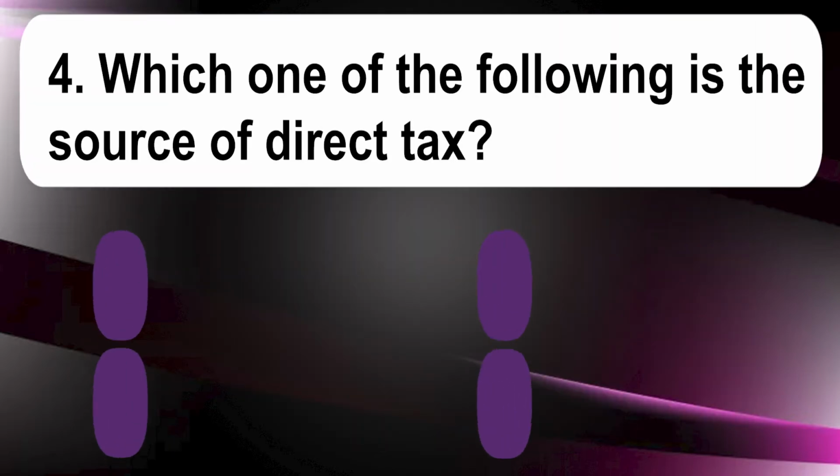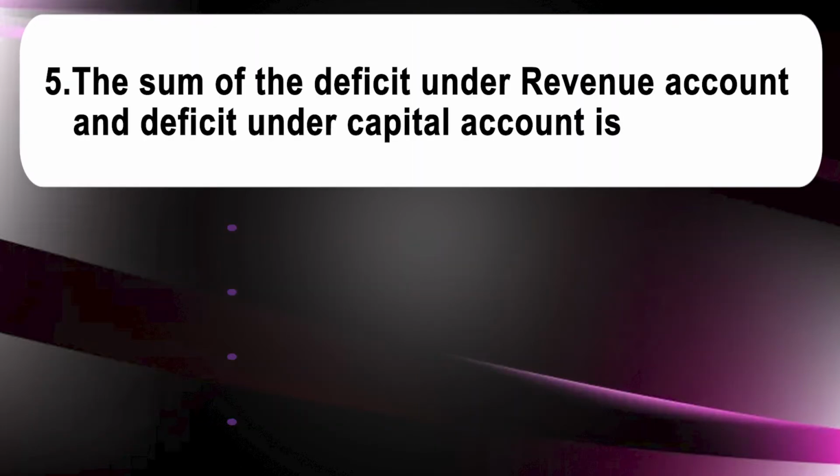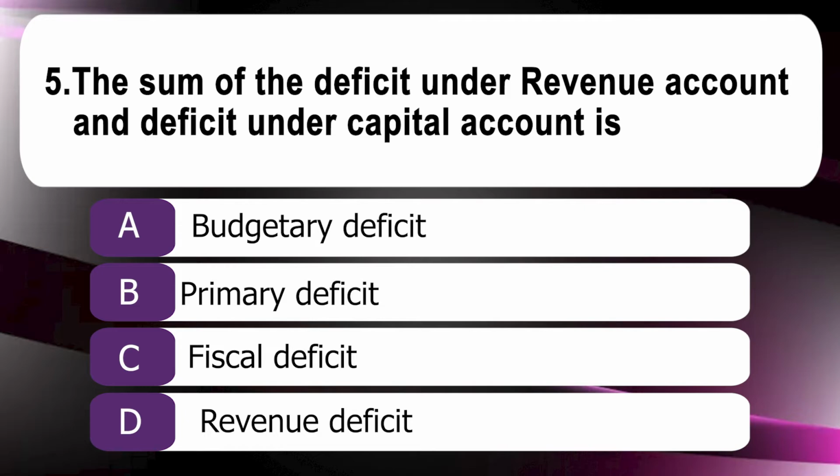Fourth question. Which one of the following is a source of direct tax? A. Gift tax, B. Customs duty, C. Excise duty, D. Service tax. The correct answer is A. Gift tax. Fifth question. The sum of deficit under revenue account and deficit under capital account is A. Budgetary deficit, B. Primary deficit, C. Fiscal deficit, D. Revenue deficit. The correct answer is B.